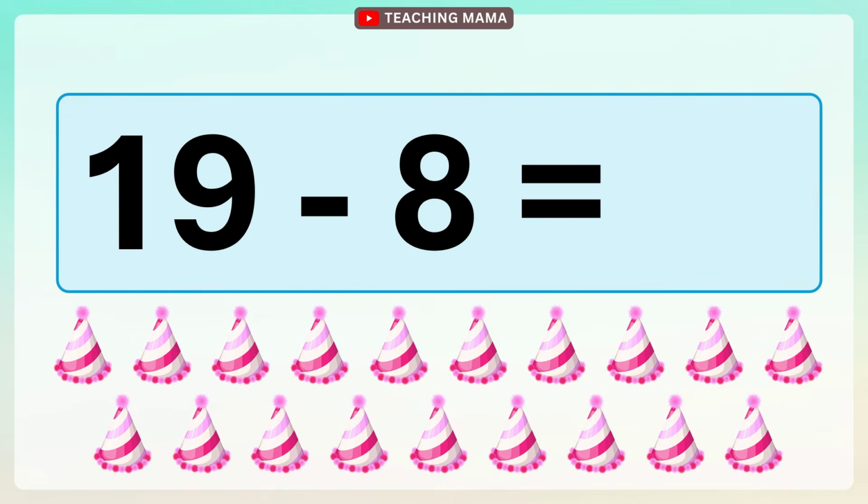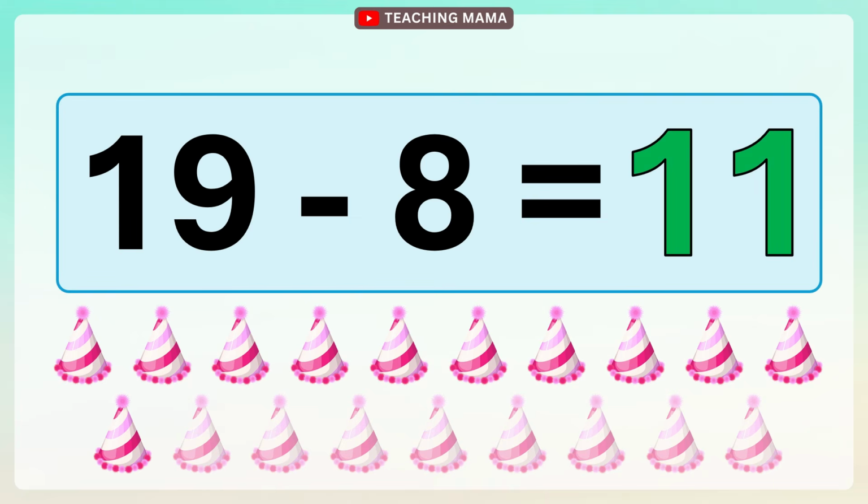19 minus 8 equals. What is the answer? The correct answer is 11.